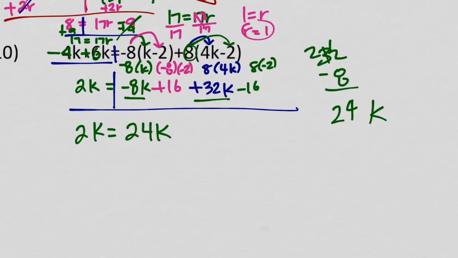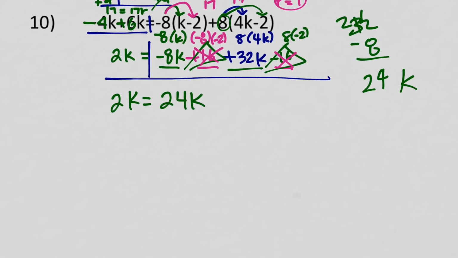But now I still have to deal with the 16 and the minus 16. These guys are also like terms because they both don't have a variable, positive and negative 16. Well, what's 16 minus 16? That's 0. They cancel each other out. So now I'm left with these two things.